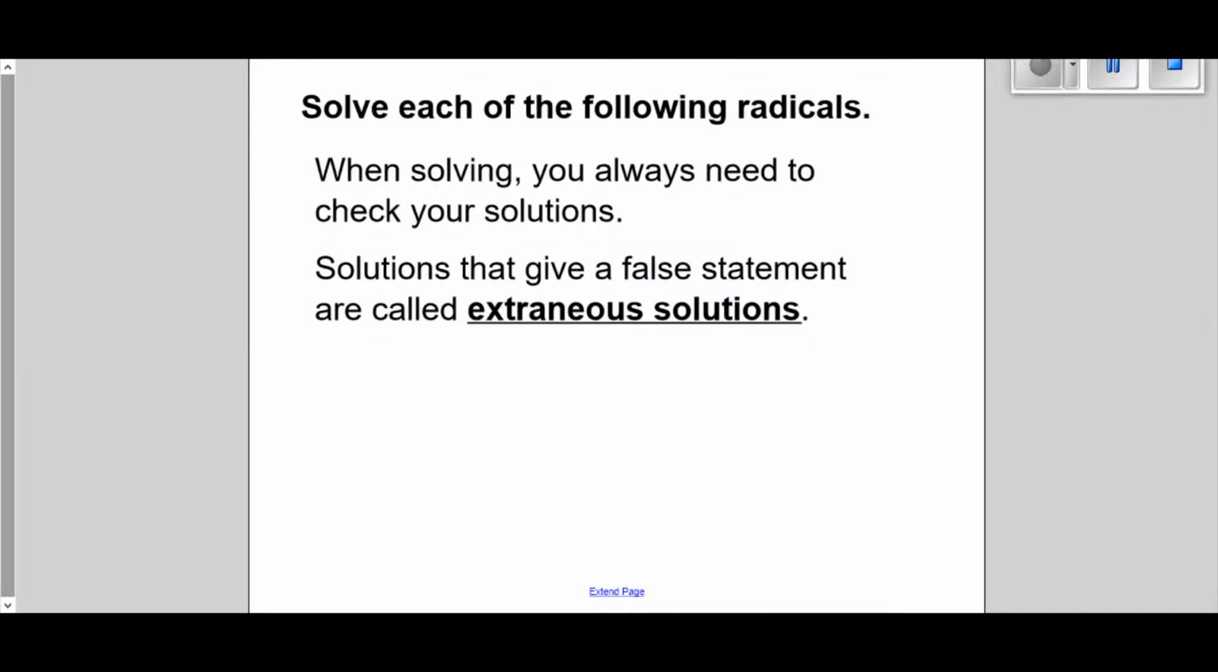The next few problems will be solving. And whenever we solve radicals, you always have to check your solutions because it is possible that you can get a solution that does not work. Solutions that don't work, we call those extraneous solutions. So if we plug it back into the original equation that we were given and we get a false statement, that is an extraneous solution, meaning it doesn't work.